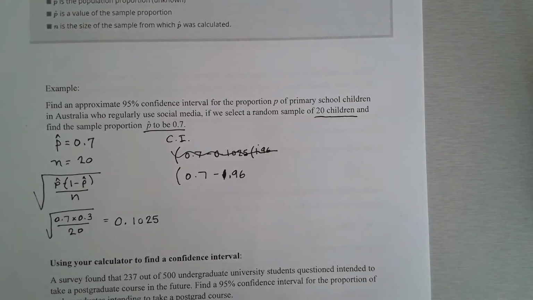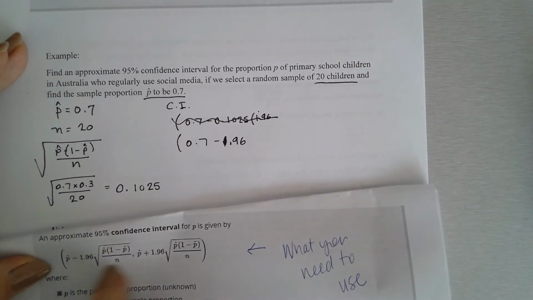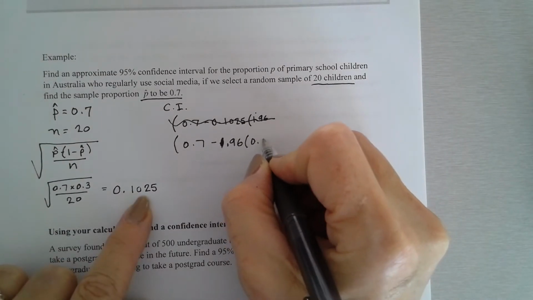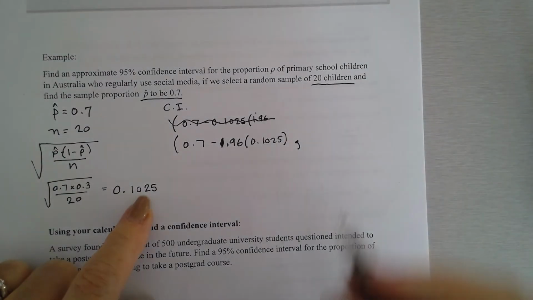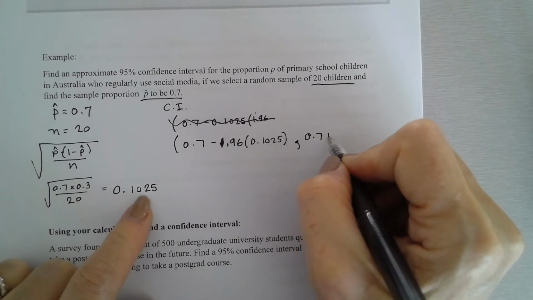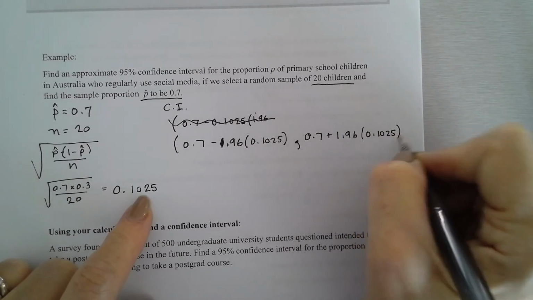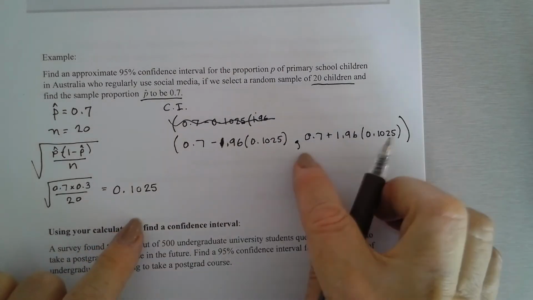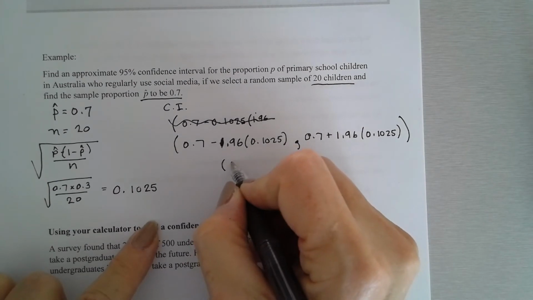It's off my screen, isn't it? This is the formula I'm using right here. Okay, does everybody have it in front, right on top of them? Okay, so let's just go from there. 1.96 times the thing I found, 0.1025, comma, so it's an interval from here to here, right? And then 0.7 plus that stuff. So I'm finding an interval. Now, I'm going to type that in, and I'm going to type that in, and after I type those both in, my interval becomes this.